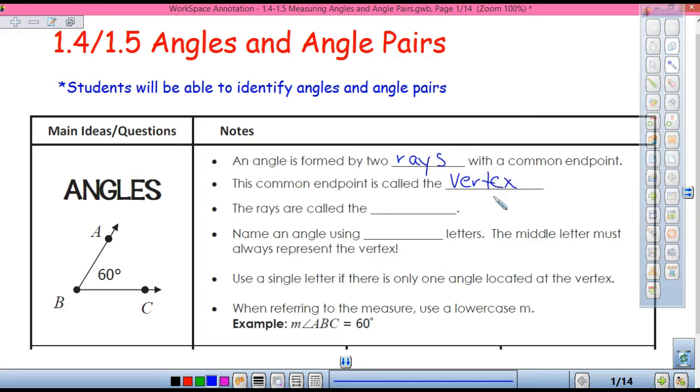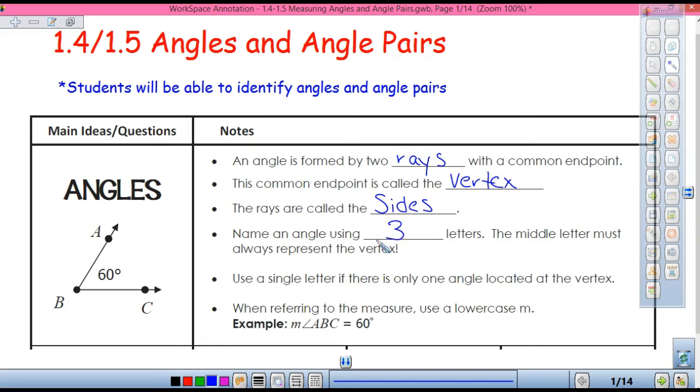Okay, what are the rays? What are these things? Close. They're rays, but they're the what of the angle? Side. Okay, so you've got the vertex and you've got the sides. How many letters do you need for an angle? 3. Name an angle using 3 letters.